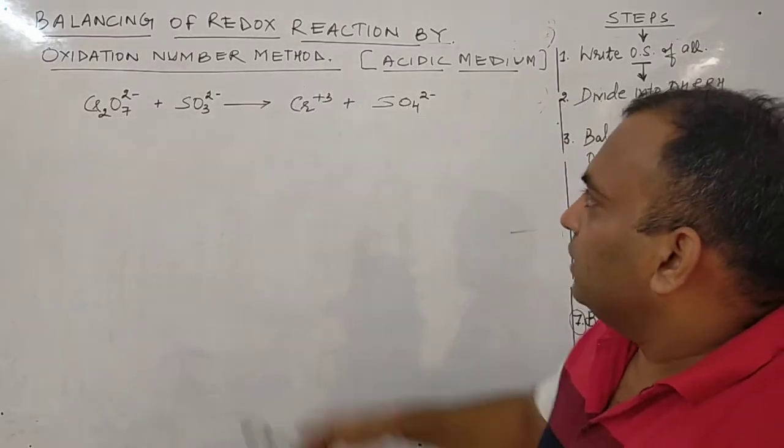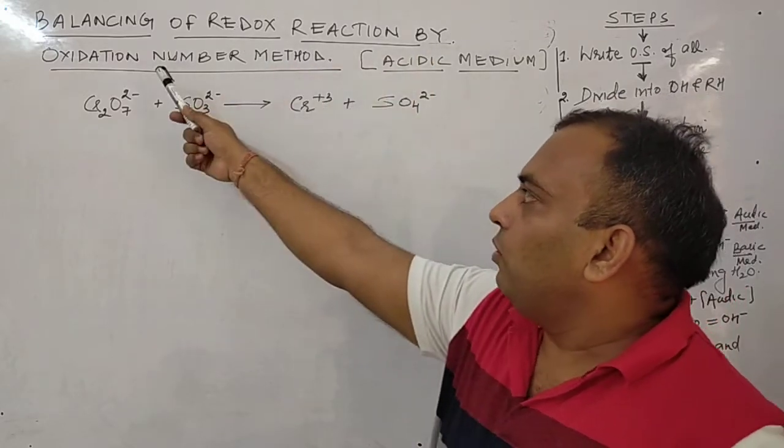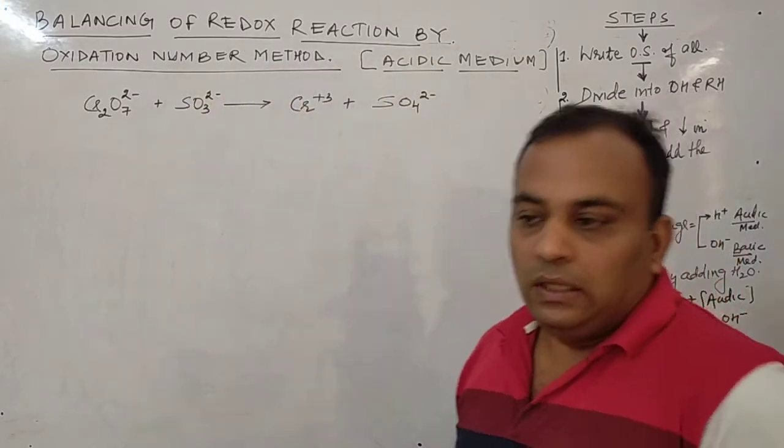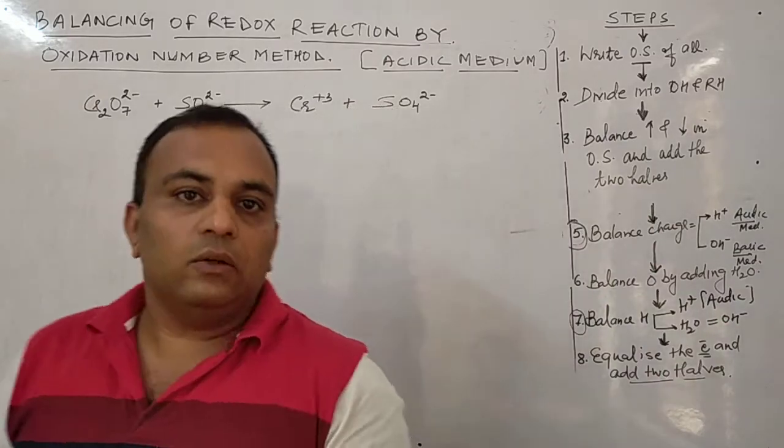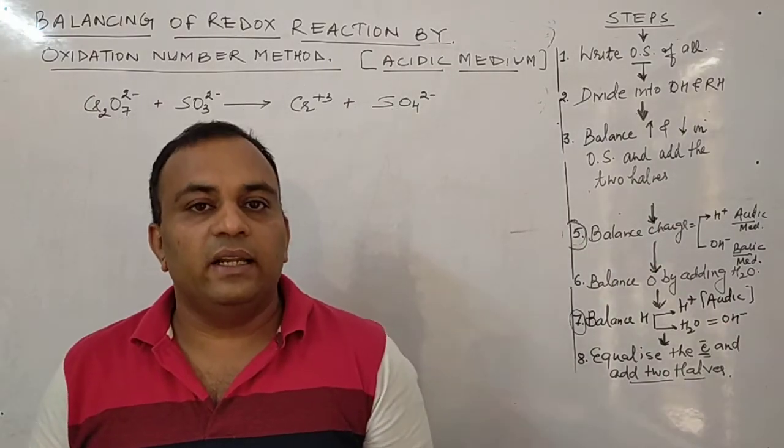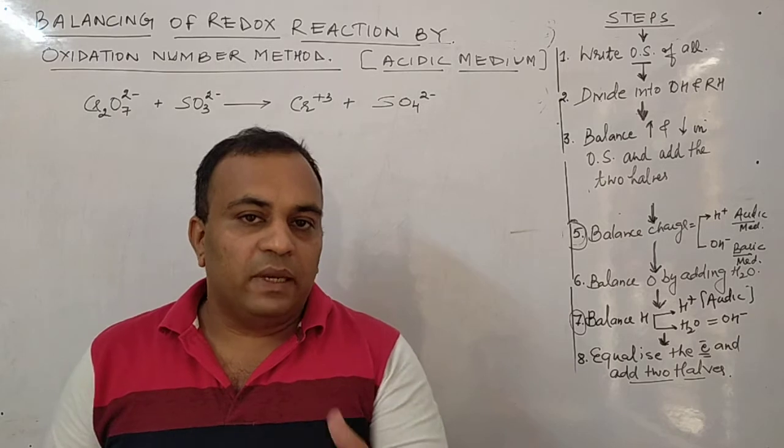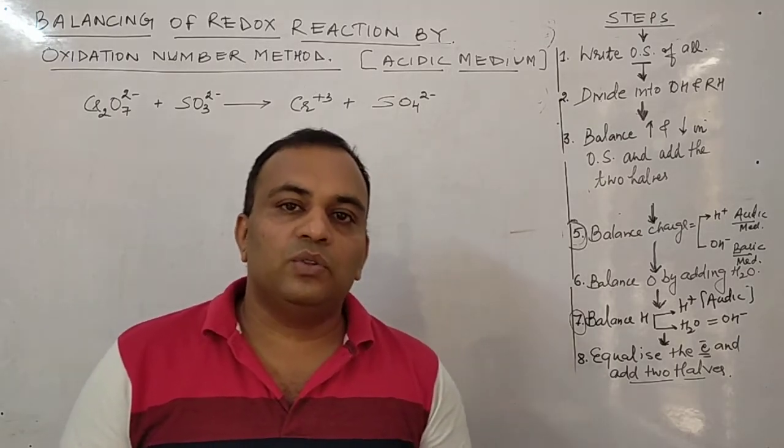Today we will do the topic balancing of redox reaction by oxidation number method. There are two methods of balancing. One is ion electron method and the second is oxidation number method. आप balancing किसी भी method से कीजिए, the result comes out to be same.